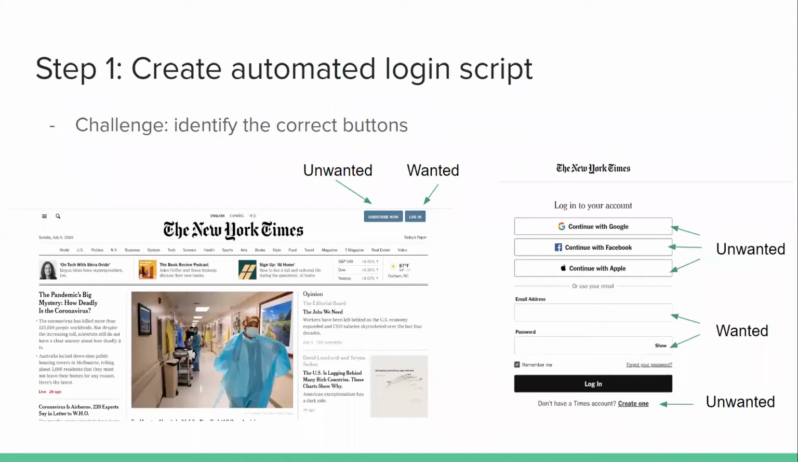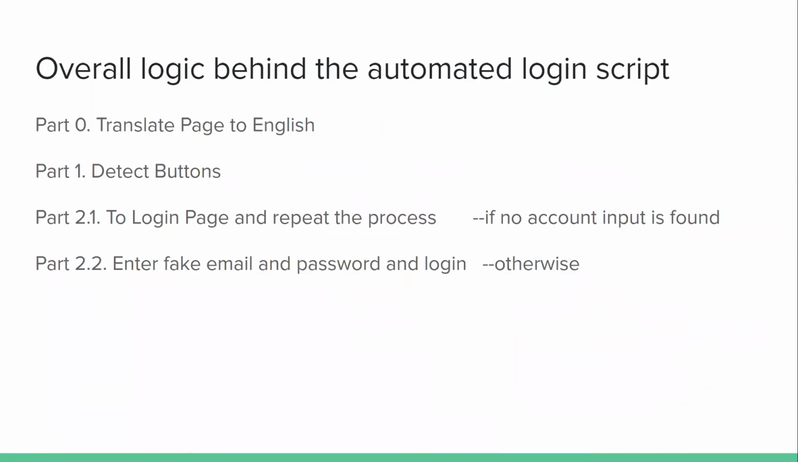First of all, the most important part of our algorithm is to detect or classify whether each HTML element is an email address, password, or submit. Assuming that we were able to detect the buttons, we would take our way from the homepage to the login page and repeat the process until there's an email address or a password field that we can enter. If there are those inputs, we would enter fake emails and fake passwords and then log in to see where the sensitive user information is sent.